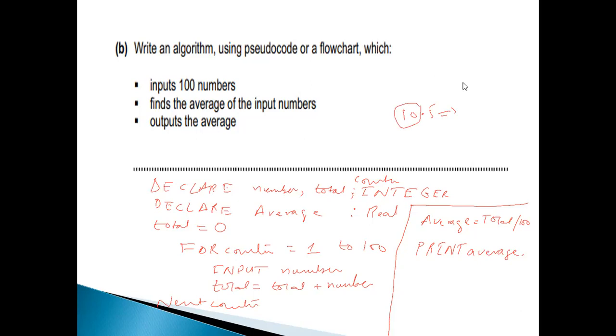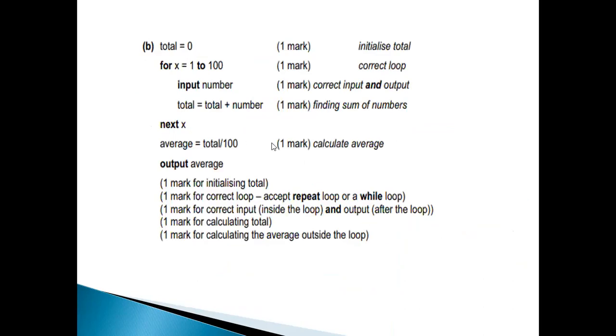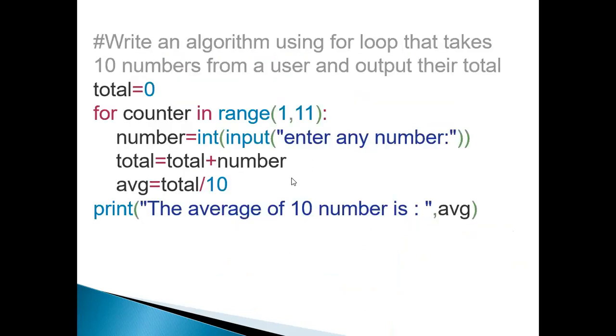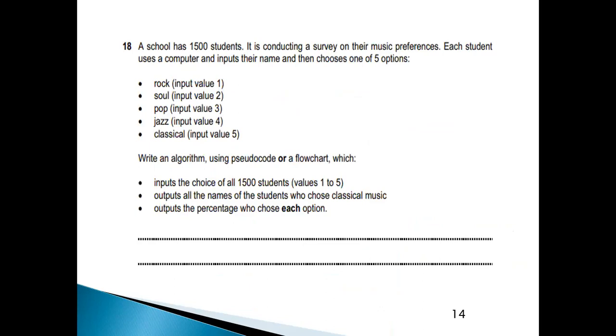This is basically the possible answer. You have done initialize total, correct loop, correct input and output, finding the sum of the numbers, and calculating the average. So, here marks are given. Now, can you do this one?